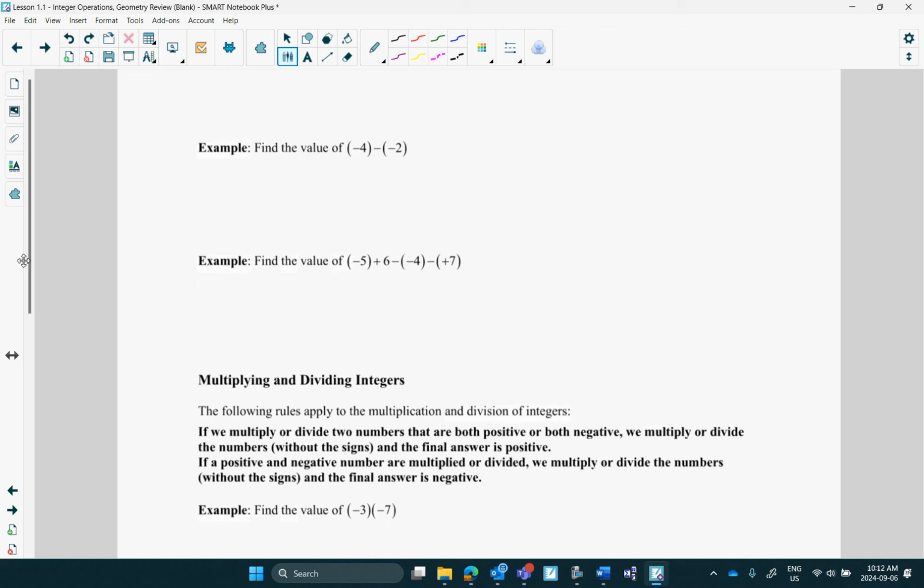Couple more here. Well, again, we've got two negatives, that becomes a plus. So that's really the same as -4. I don't need the parentheses. And these are called parentheses, by the way, not brackets. Brackets look like this. Just so you know. This will become -4 plus 2, which would give us -2.